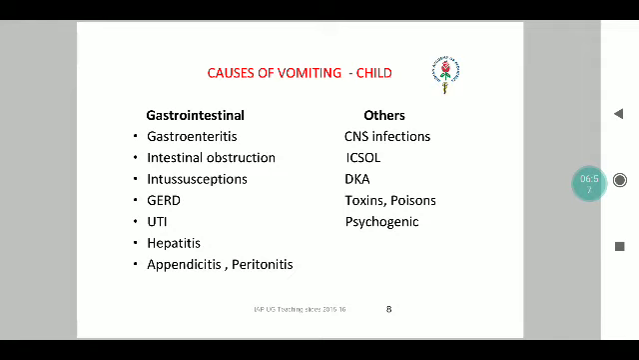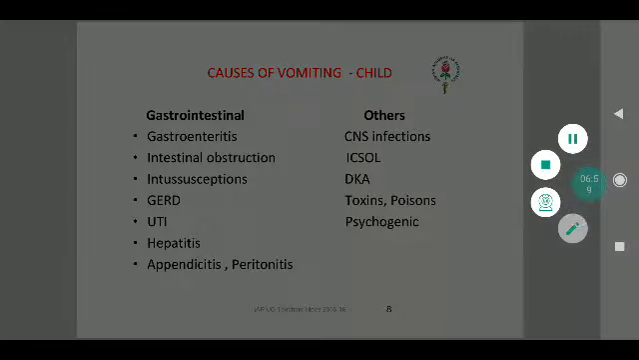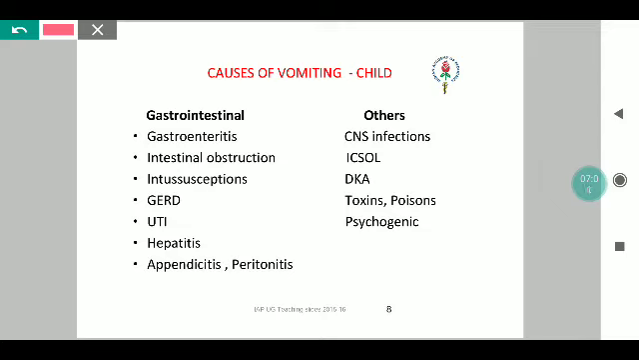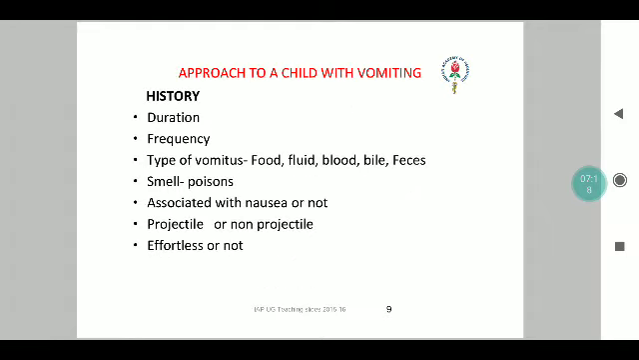Now, other somewhat more rare causes could be CNS infections. Like I said, meningitis can also present with vomiting, intracranial space occupying lesions, diabetic ketoacidosis, which is an acute metabolic emergency, toxins poisoning as well as psychogenic habitual vomiting are all causes. So we have seen the classification of vomiting and causes age-wise.